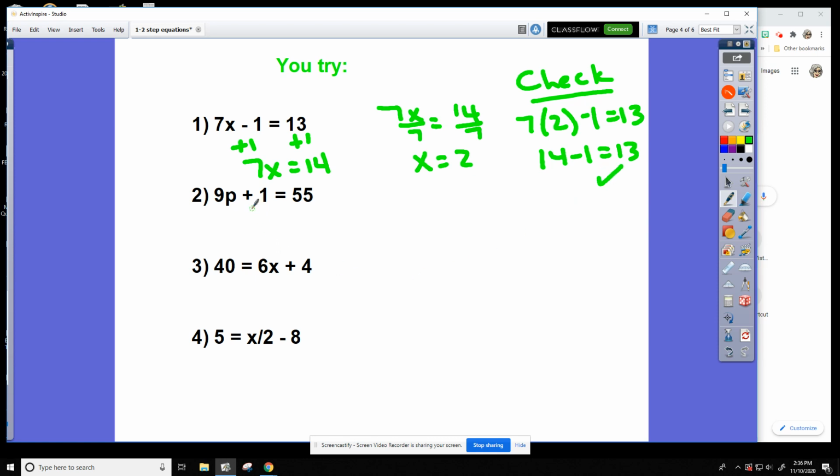Yes. Okay, this one's a 1, but there's a plus, so I'm going to subtract. 9p equals 54. So you're going to divide by the 9, not the variable. What times 9 is 54? 6. So I'm going to check. I'm going to write in a different color just so it alternates. 9. And when you check, you put this number back in the original.